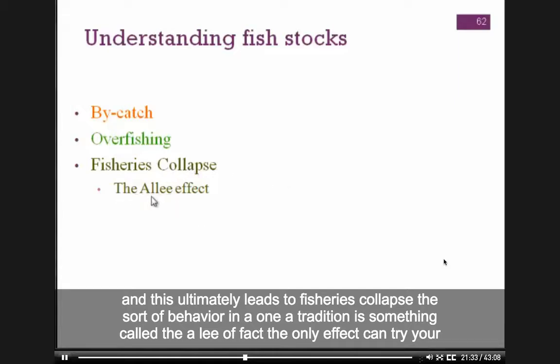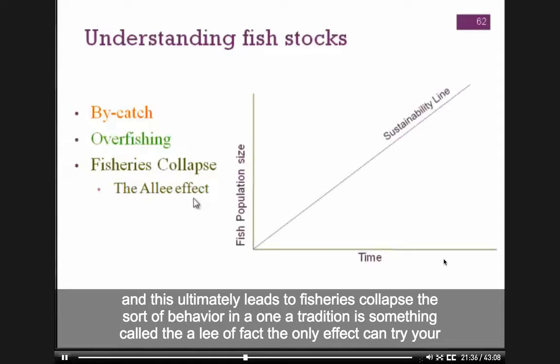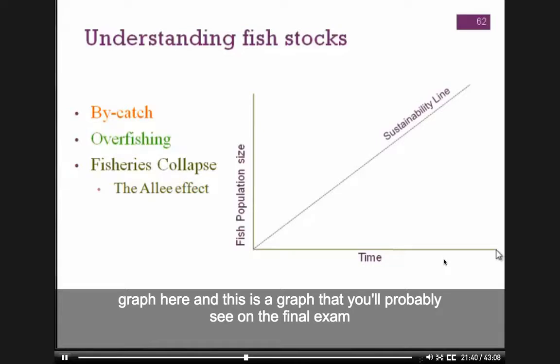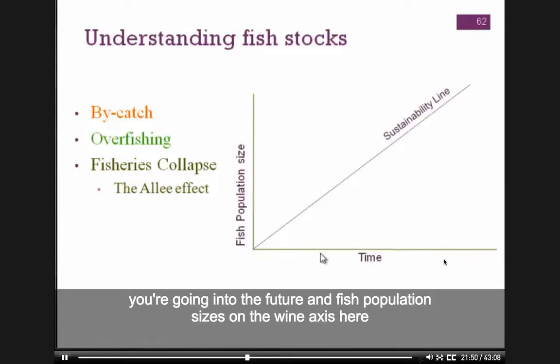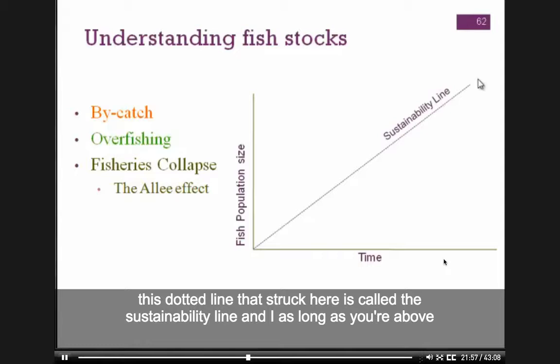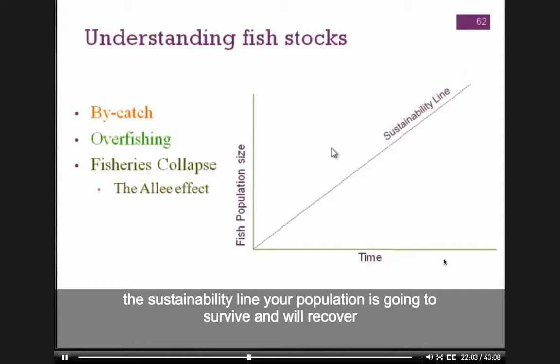And I want to introduce you to something called the Allee effect. The Allee effect. Okay, I'm drawing a graph here, and this is a graph that you will probably see on the final exam. On the x-axis, we have time. So as you go from the left to the right, you're increasing in time. You're going into the future. And fish population size is on the y-axis here. This dotted line that's drawn here is called the sustainability line. And as long as you are above the sustainability line, your population is going to survive and will recover.